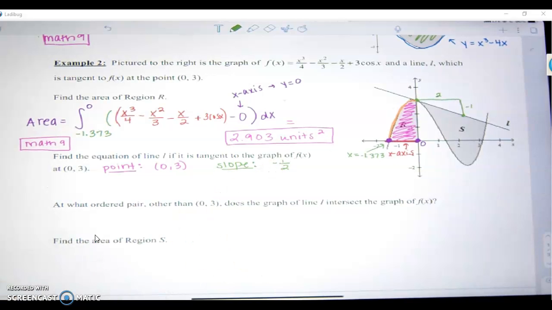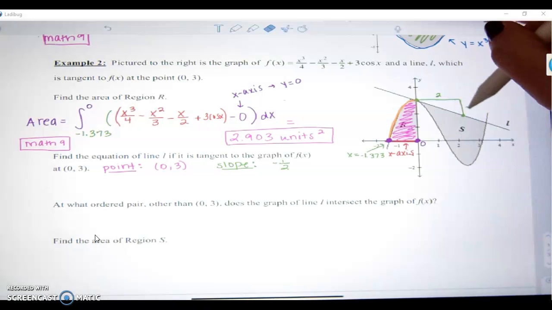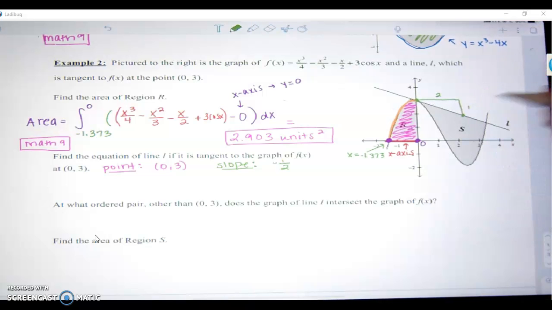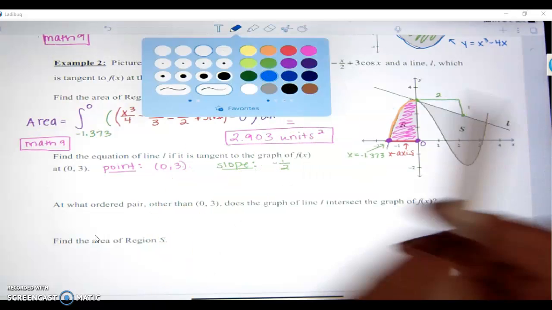Alright, so once again for the slope, rise over run, so right 2 but down 1, or if you want to think about it as going up 1 to the left 2. Either way, it's going to be a slope of -1/2. Okay, so now that we have our point, now that we have our slope, we can write our tangent line.